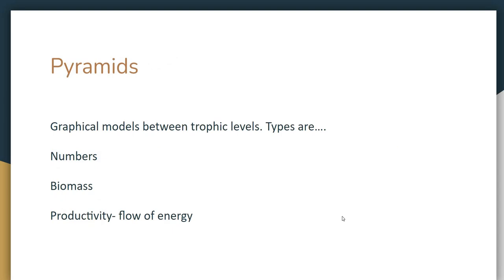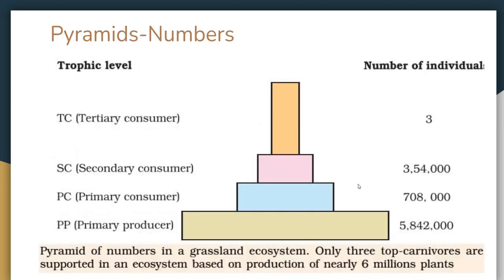Now, how are we going to model this? We're going to model it by a system called pyramids. So pyramids start at the base. We hope the base is very wide, and they're graphical models. There are three different ways we could organize them. We could organize them by simply counting the number of organisms. We could weigh the dry mass. It always has to be dry mass. Or we could measure, as I said before in the previous slides, the flow of energy. That would be called productivity.